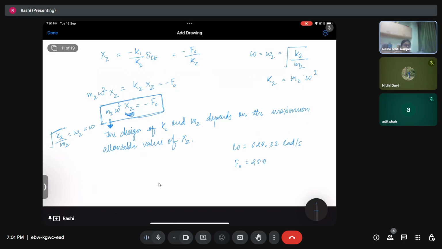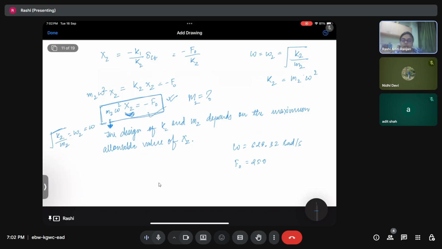Now, if you look at this equation, we can use it with the maximum permissible value of x2 in order to find out the value of m2. And once we find the value of m2, we can equate under root of k2 by m2 is equal to omega to find out the value of k2, right?